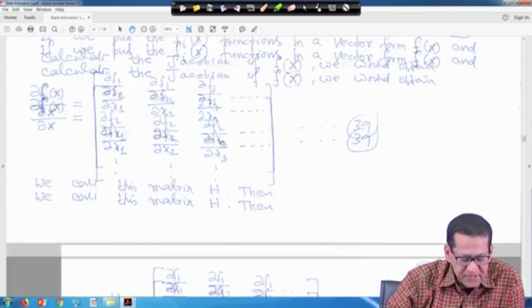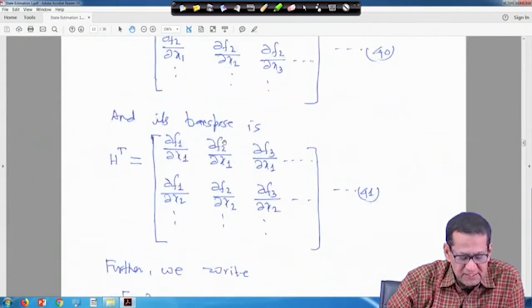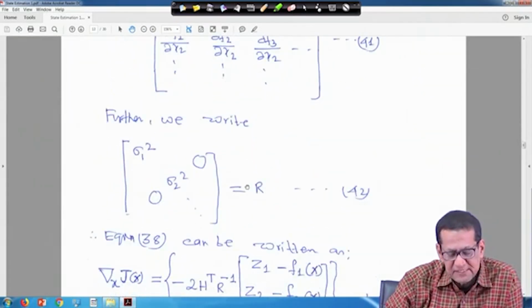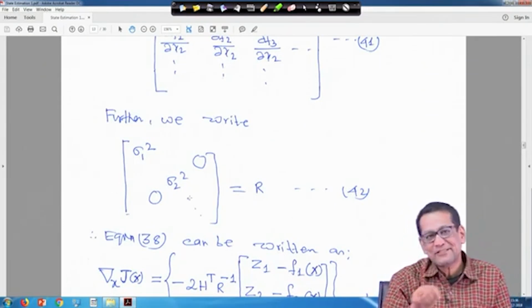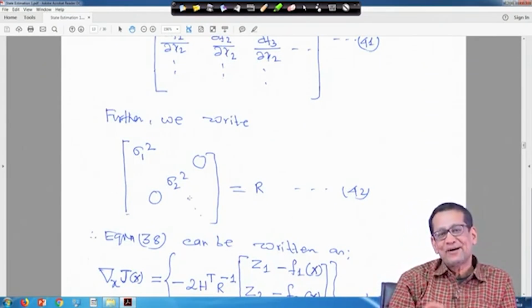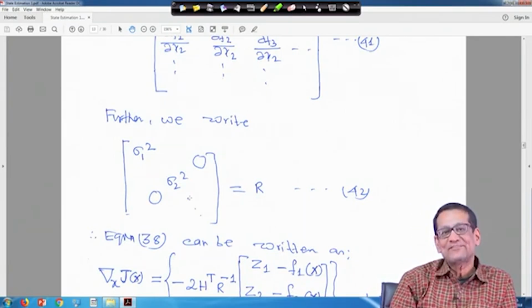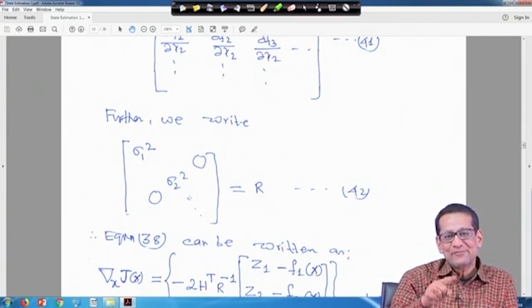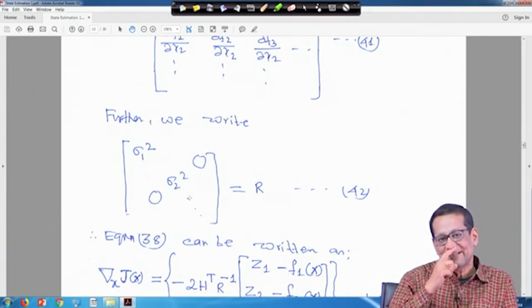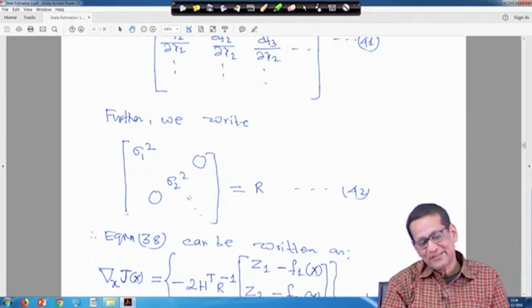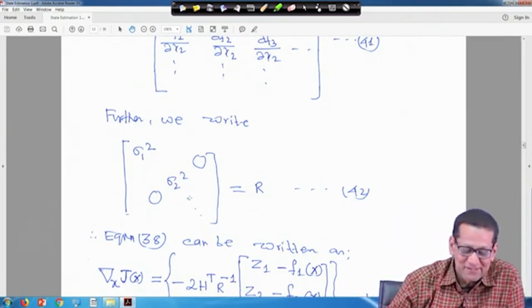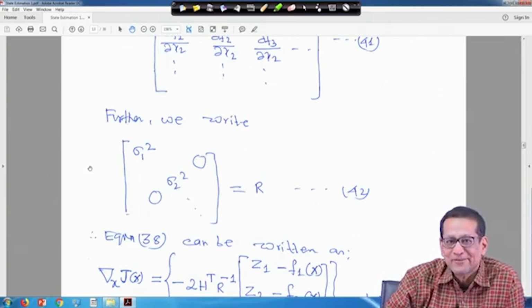And then R is equal to the diagonal matrix of sigma 1 square, sigma 2 square, and so on. At the beginning of the state estimation, I somehow overlooked that one. I mentioned that it is R inverse, but it is not R inverse, it is R, because the entries are 1 upon sigma 1 square. So when you take R inverse, at that time it is basically the R matrix. So we are defining it like this, and everything is okay.